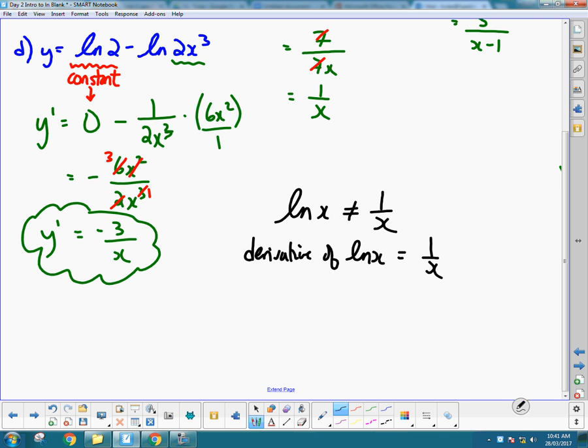Sometimes people just look at x and they replace it with 1 over x. You only replace it when you take the derivative of ln x. They're not the same thing, okay? So you're going to do lots of practice today about taking the derivative of ln or different lns.